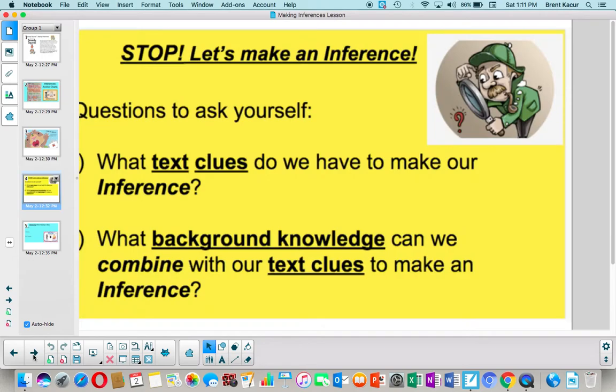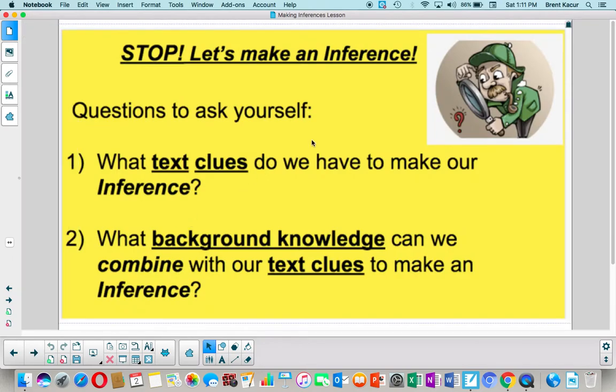So we're going to stop on that slide and we're going to ask ourselves a question. Let's make an inference. What text clues do we have to make our inference? What's going to happen after that slide? Right? Based on the text clues, I know that he's afraid of a lot of things, including killer bees. All right? So I know that already.